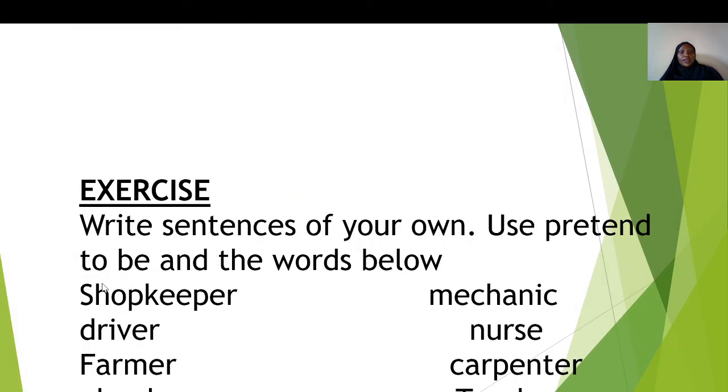Now, we have this exercise. We are told, write sentences of your own. Use pretend to be and the words below. Number 1 is a shopkeeper. Now, who is a shopkeeper? A shopkeeper is someone who works in the shop. You go to the shop, you give the shopkeeper the money, and the shopkeeper gives you what you need.